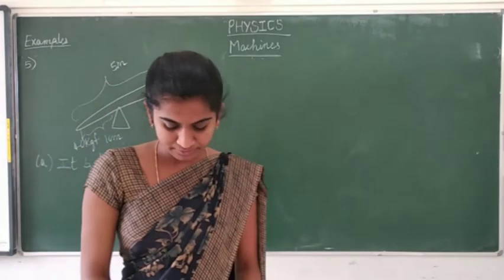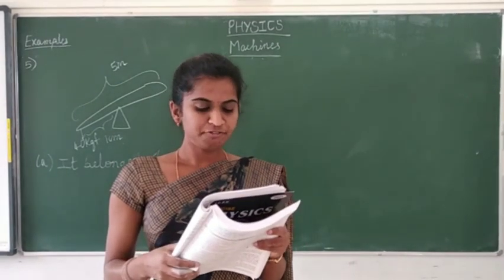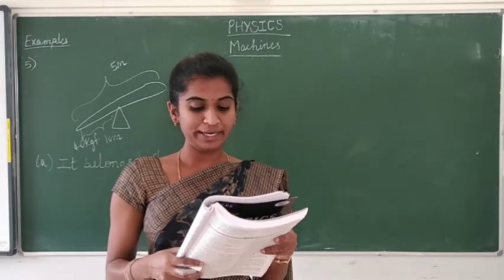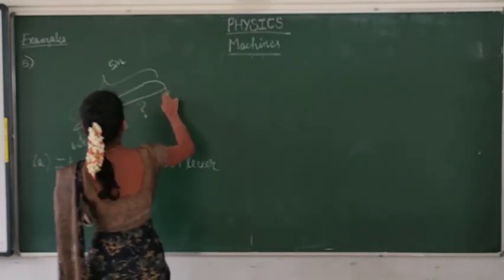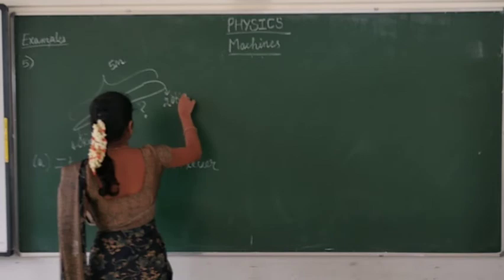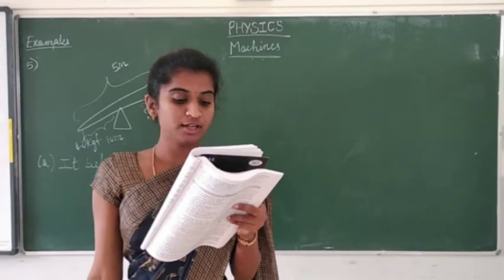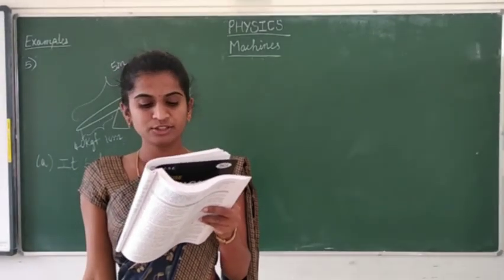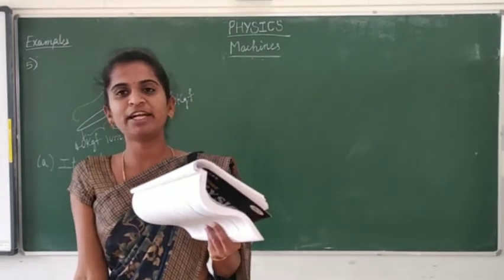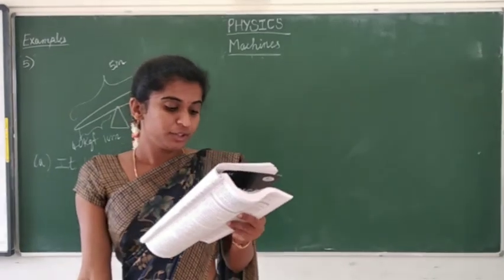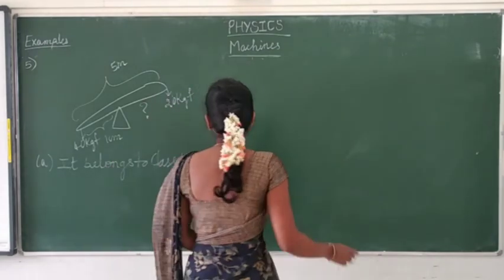And the second question: find where a girl of weight 20 kg, whose position is unknown here, must sit on the seesaw so as to balance the weight. So in order to balance the weight, where should the girl sit? The girl will be weighing 20 kg and the boy will be weighing 40 kg.